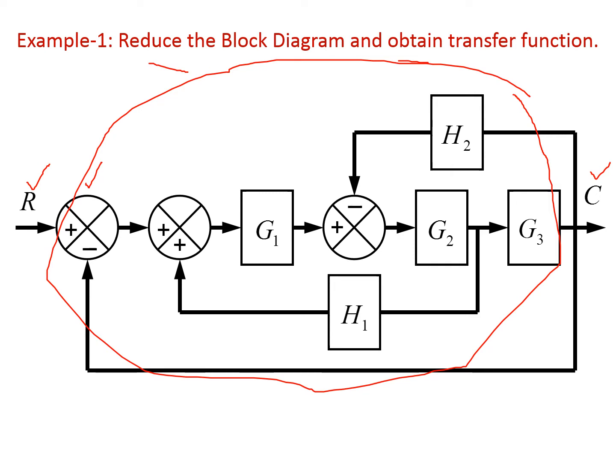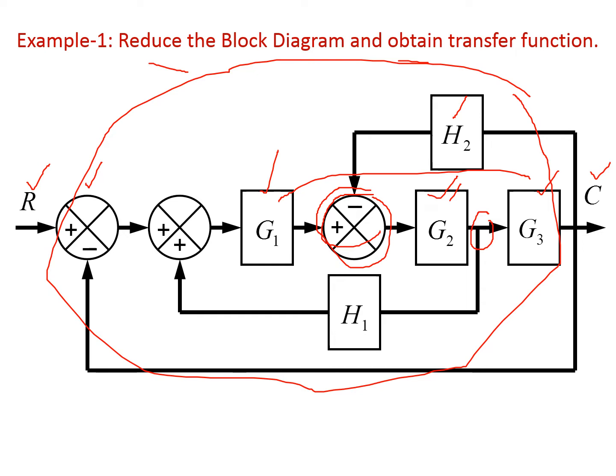First go for the first point, that is, combine all series connected blocks. Here G1, G2 and G3 are connected in series, but we have summing points and takeoff points in between. So it is not possible to combine all these series connected blocks. Similarly, go for the second rule. Here H2 and G2 are connected in parallel, but there is a summing point. So the second condition is also not possible.